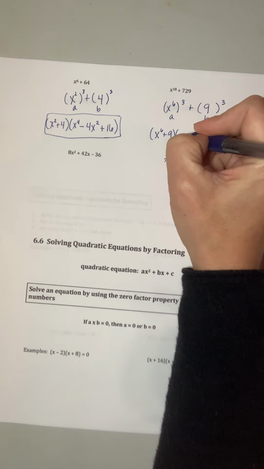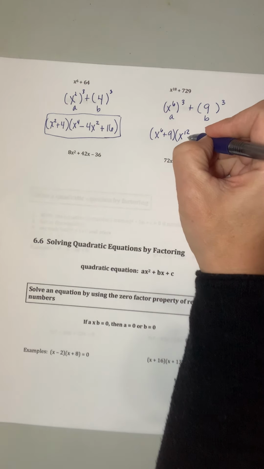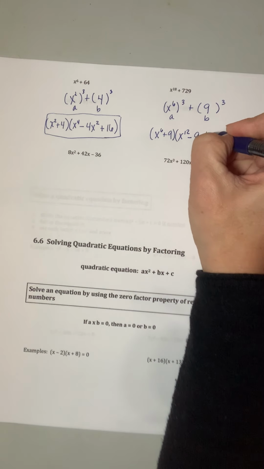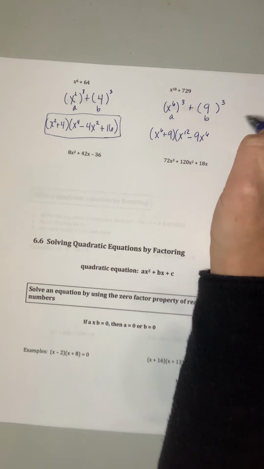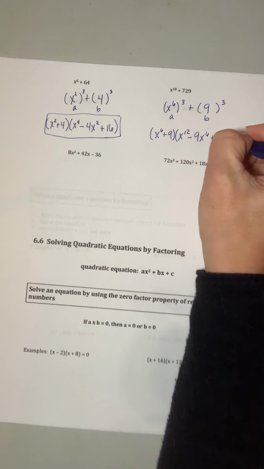A squared is x12 minus AB, so minus 9x6 plus B squared. B is 9, 9 squared is 81.